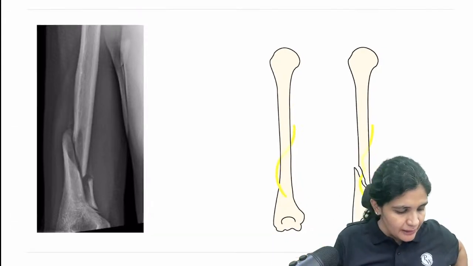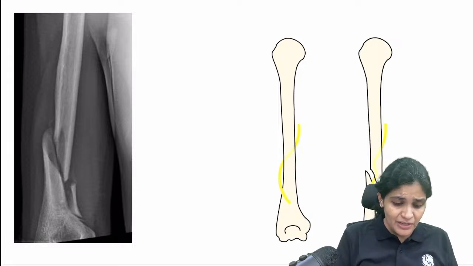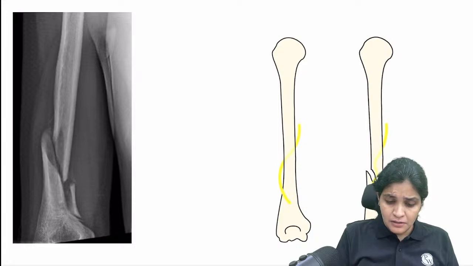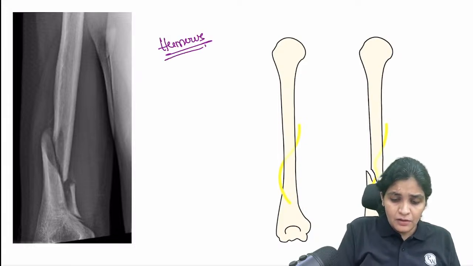So what is the fracture name? Yes, Dhruva? Come on, faster. I have explained so much just now, no? Where are you seeing the fracture? This is a humerus. Humerus fracture. Where is it exactly?